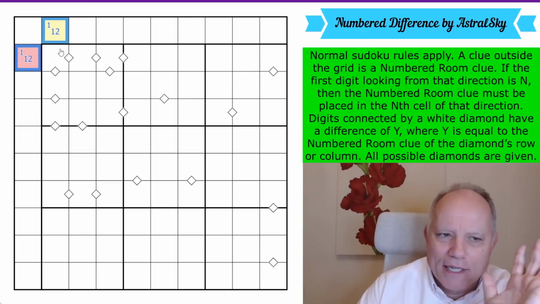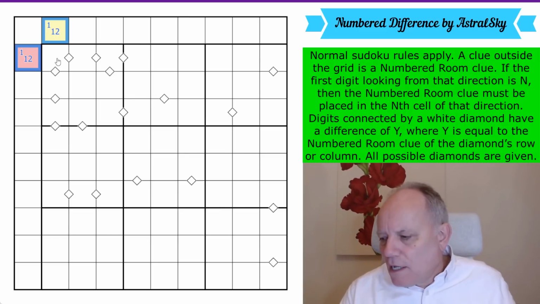I mean, that pencil marking is a bit bogus, but it's what I've just done. Sorry.